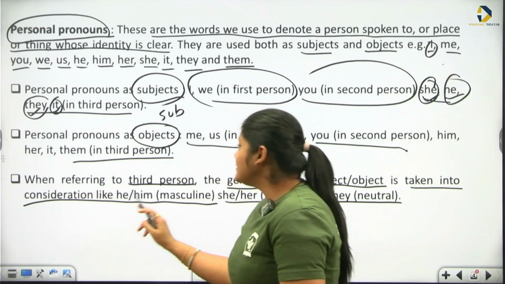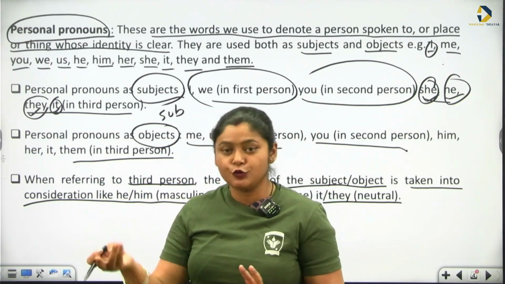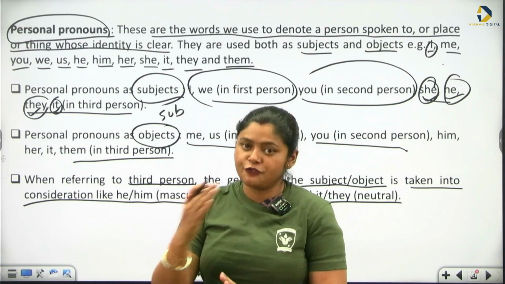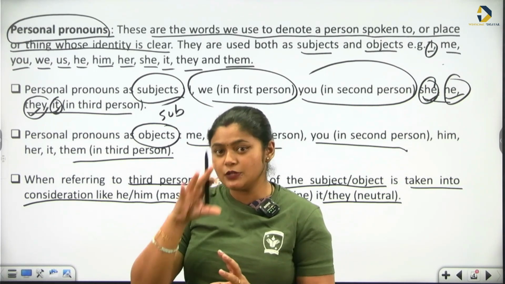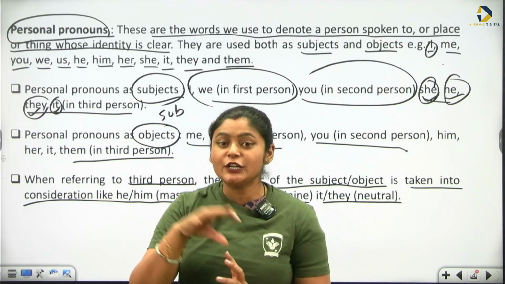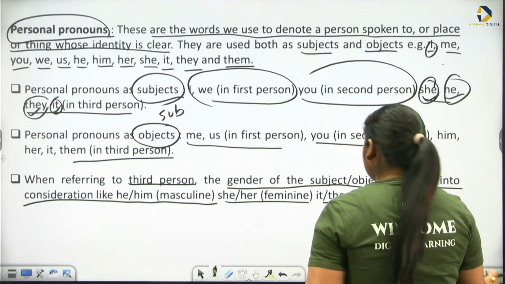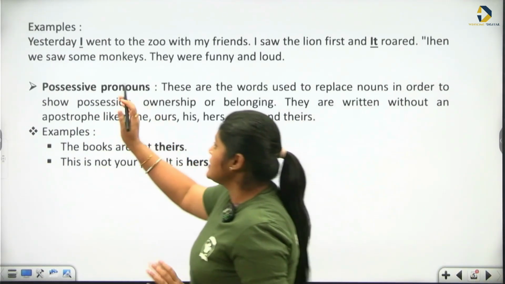What we need to remember is that when we use the third person, you need to look if it is a male, if it is a female, if it is a thing. So when these three things come, you need to signify it. We have to differentiate in that, okay? Now see the example.